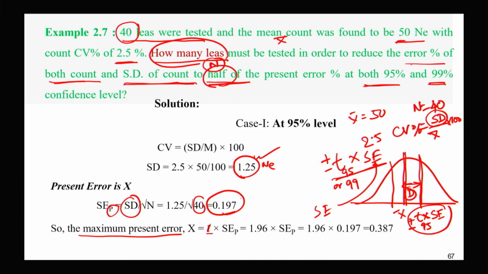Now, the maximum error X, which is D, has been given. So maximum error, as per this picture, it is a D value, which is nothing but T into standard error, which is written here.